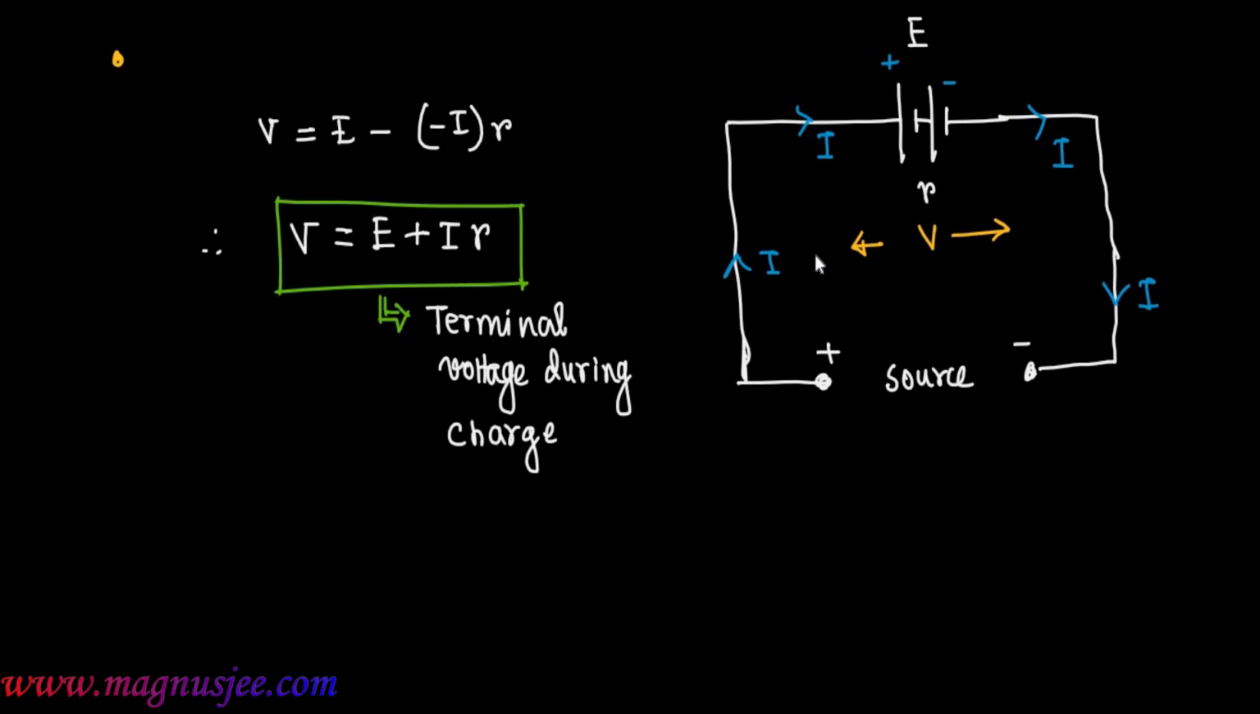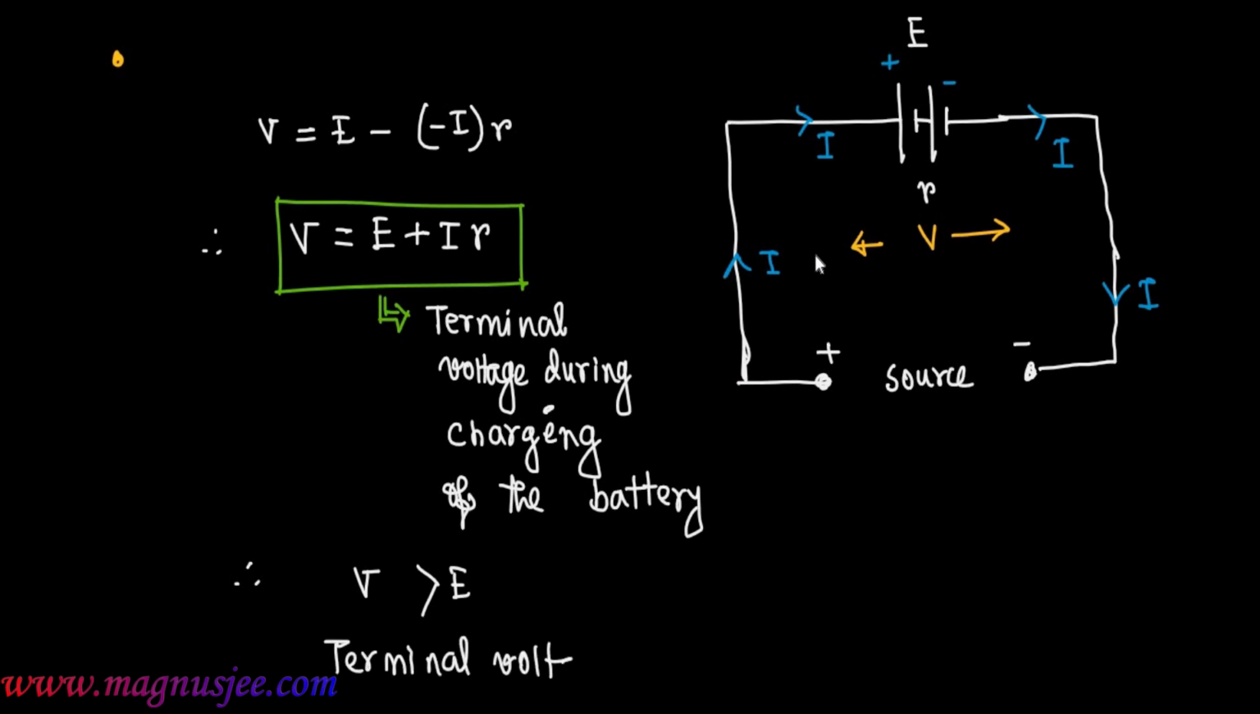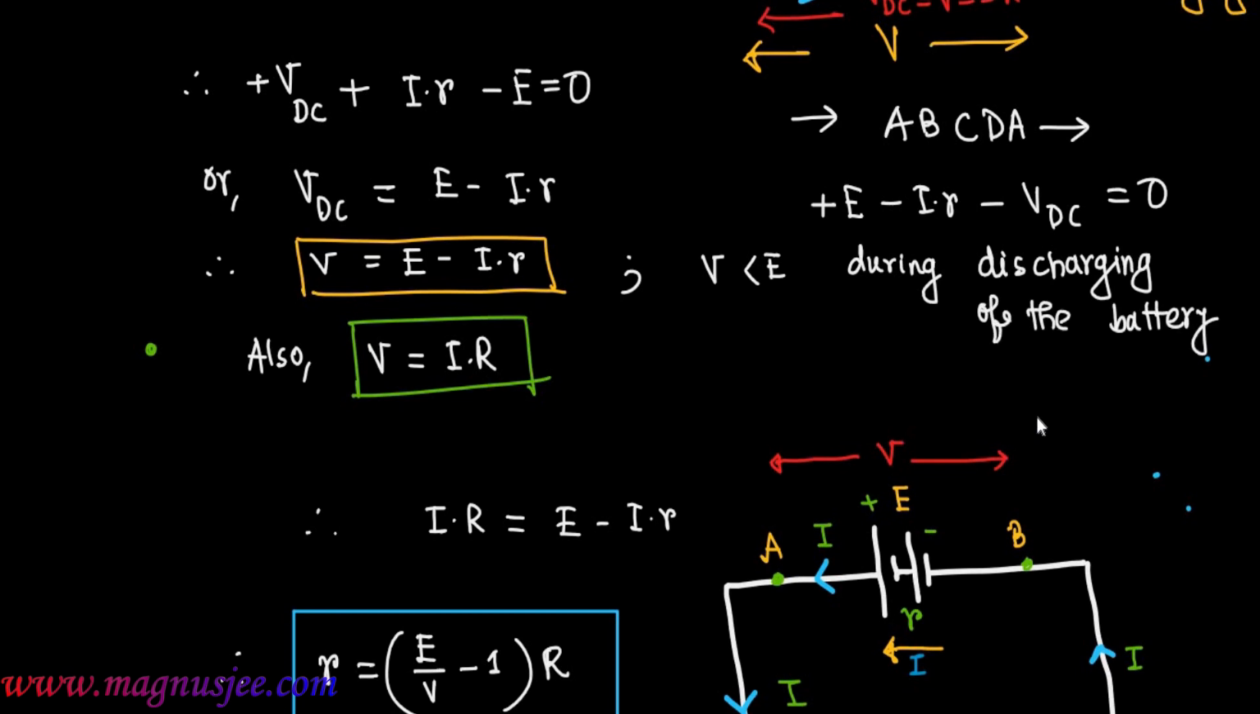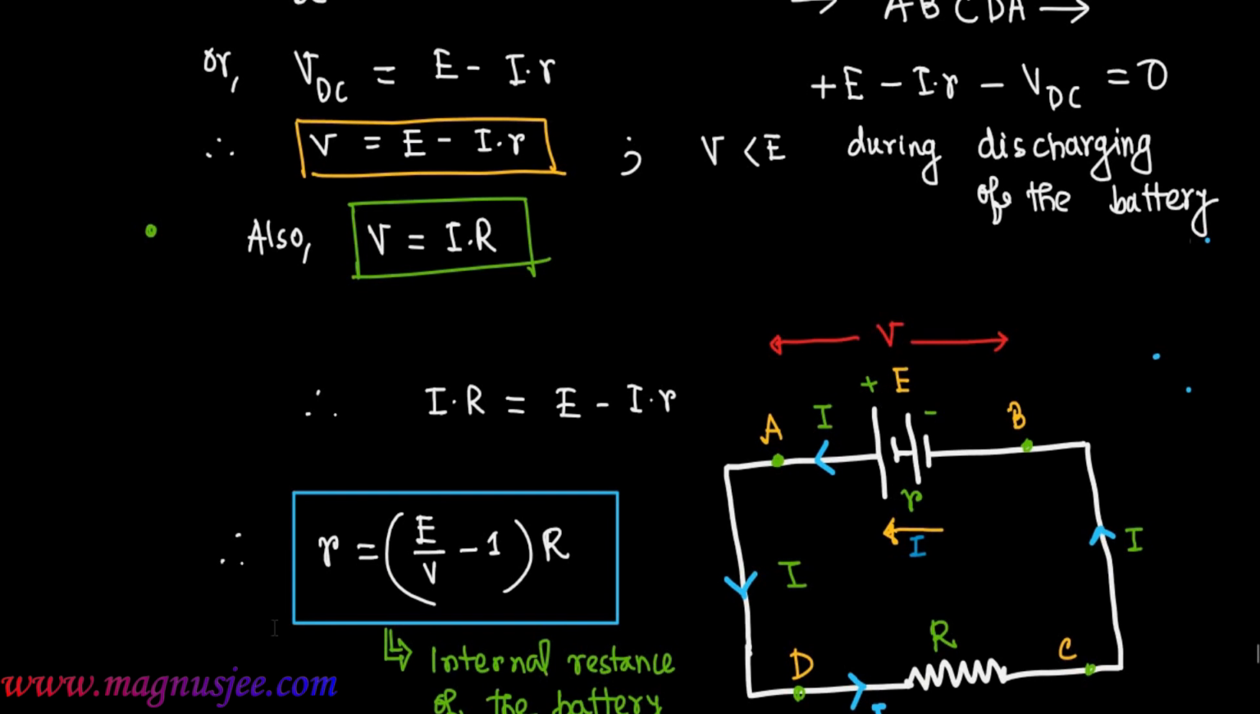V equal E plus I dot r during charging of the battery. That means terminal voltage V will be greater than the EMF of the battery during charging. But during discharging, V is less than E. That means terminal voltage will be less than the EMF. V less than E during discharging, but V greater than E during charging of the battery.